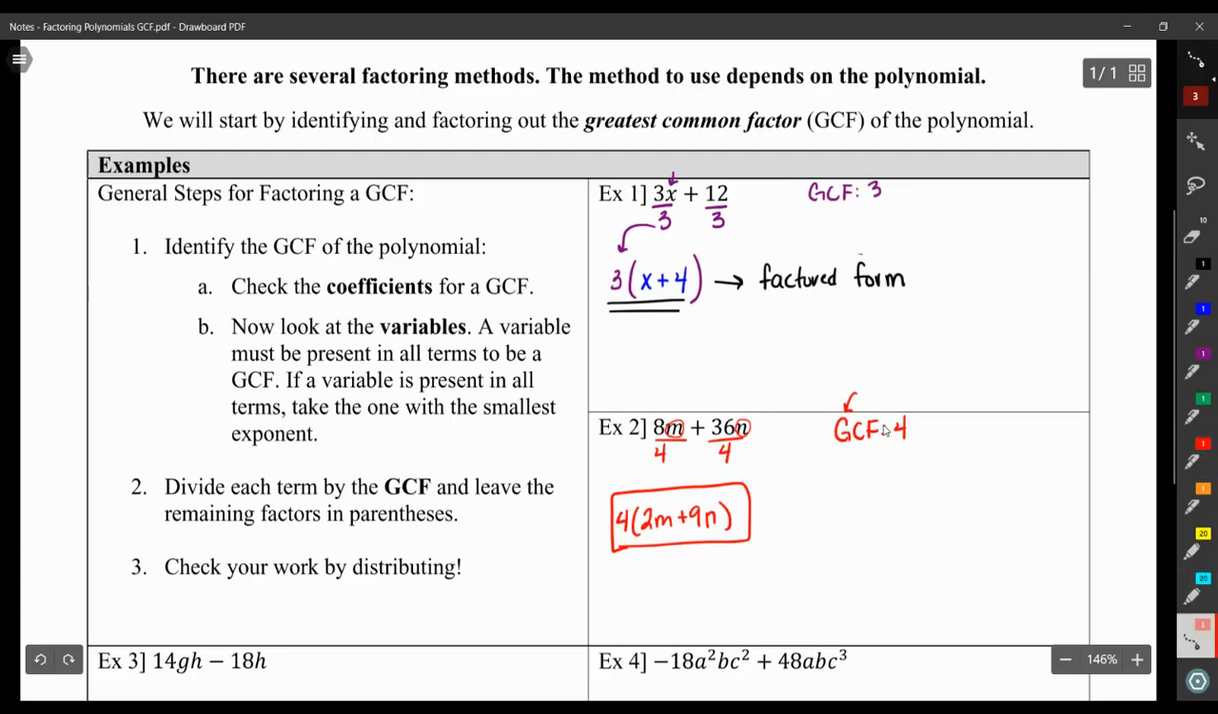And here's what you should have had for your answer. So the 4, the GCF, comes to the outside, and the leftover after you divide out the GCF is what's inside. And remember, check your answer by multiplying. 4 times 2m makes 8m, and 4 times 9n makes 36n. So these two expressions are equivalent.